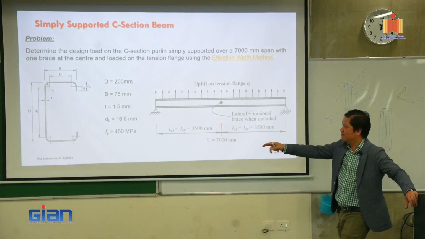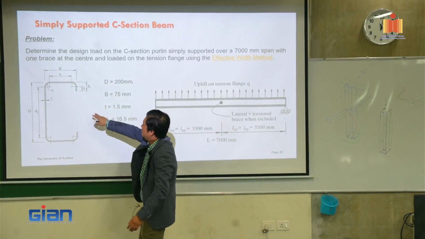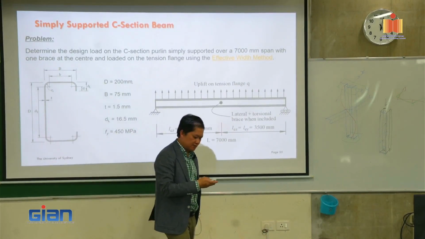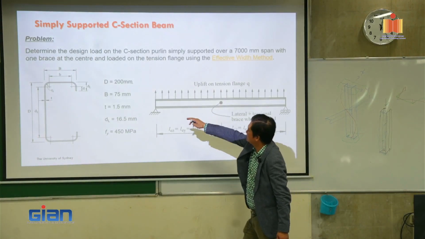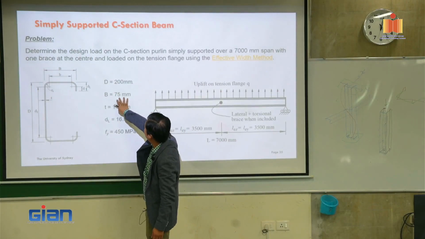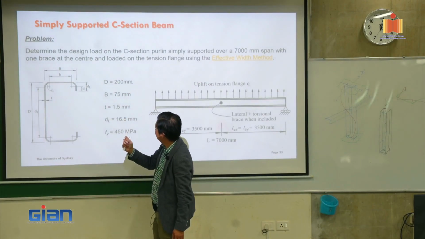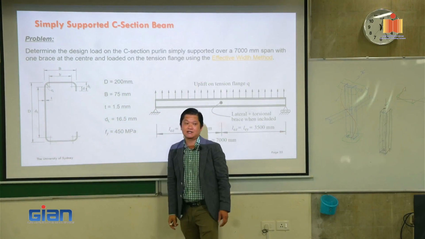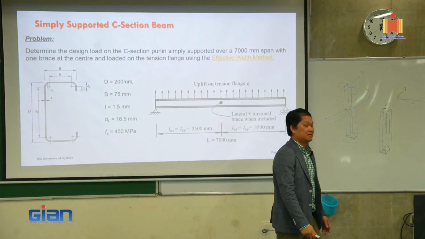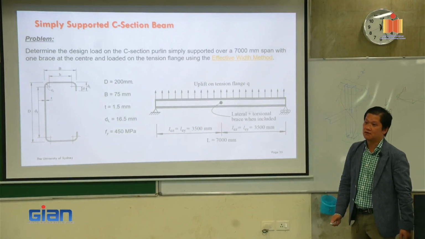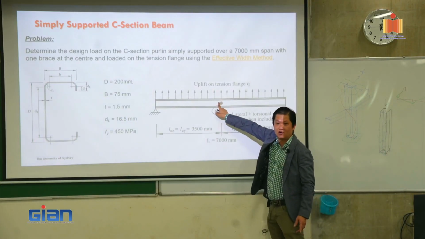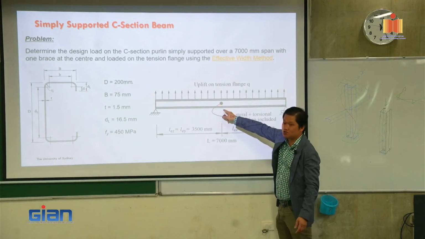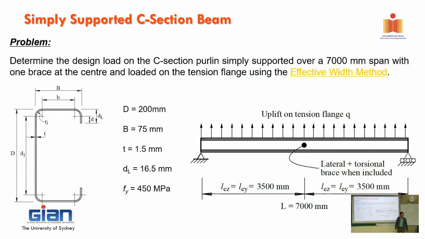But in Australia, very typical from BlueScope Lysaght, this is what we use in Australia. So we use 200 millimeter depth, 75 width. The thickness is 1.5. And we use high strength steel, 450 megapascal, Fy. Right, so we have only one row of bridging, to stop that one from flexural torsional buckling, okay?